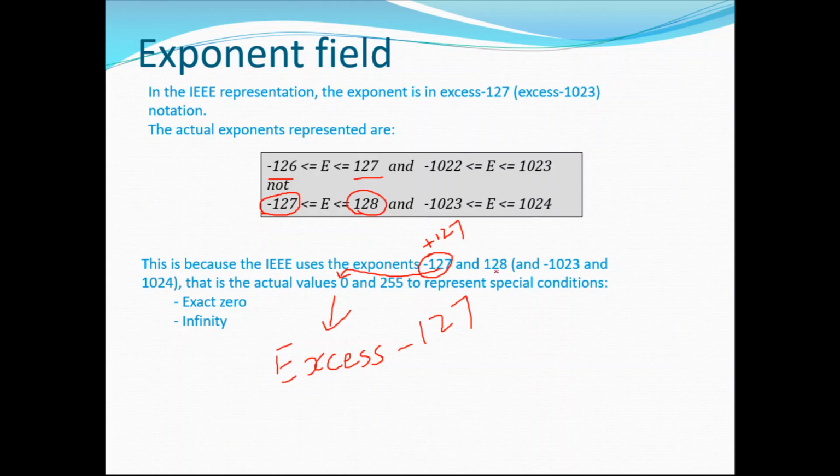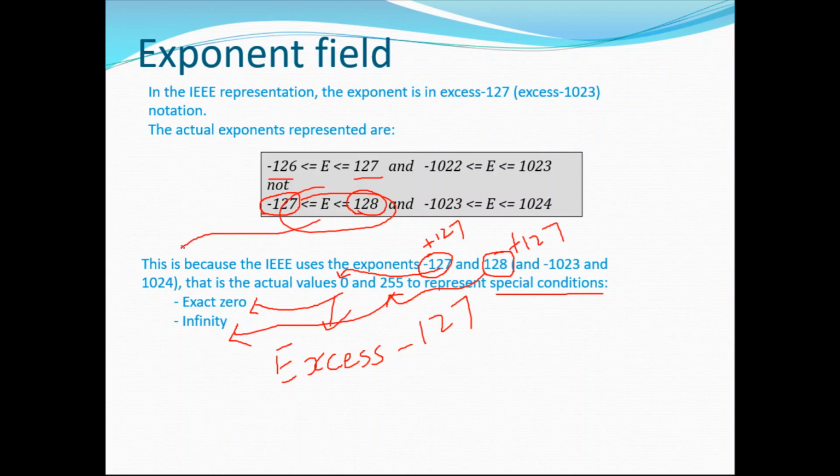Similarly, this 128 is also in excess 127 notation. So to this, if you add 127, you will get 255. So actual 0 and 255 are used to represent some special conditions. What are the special conditions? 0 is used to represent exact 0, and 255 is used to represent infinity. In mathematics, these are the things which we may have to represent, right? Then you may ask, in this range also there is a 0.